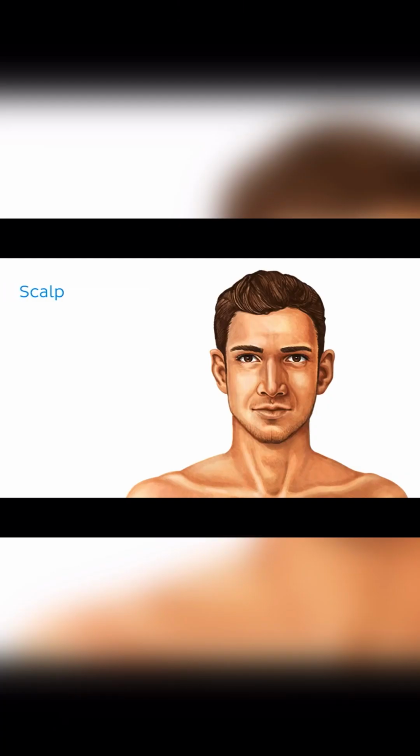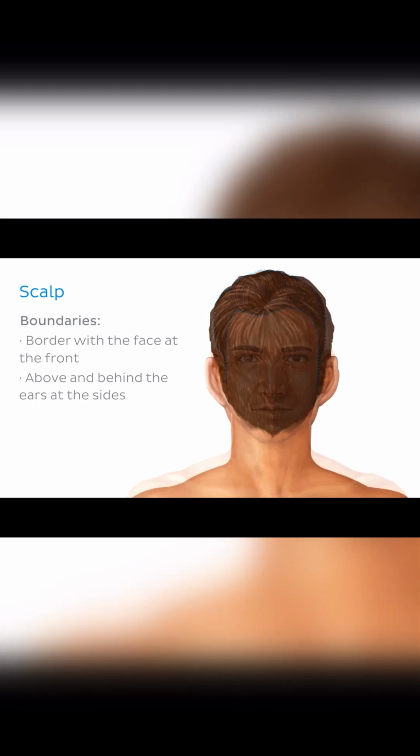The scalp includes all the layers covering the skull on the top, back and sides, and has its boundaries at the border with the face at the front, above and behind the ears at the sides, and to the neck at the back and sides.